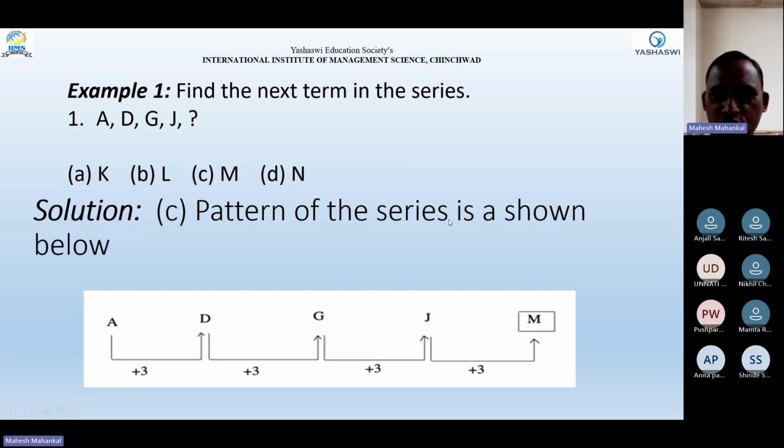The pattern of the series is shown below. Two letters gap, third letter, two letters gap, third letter. Like after J comes M. This is a series question. These types of questions carry 2 marks, and 2 or 3 questions they're going to ask you on series completion.